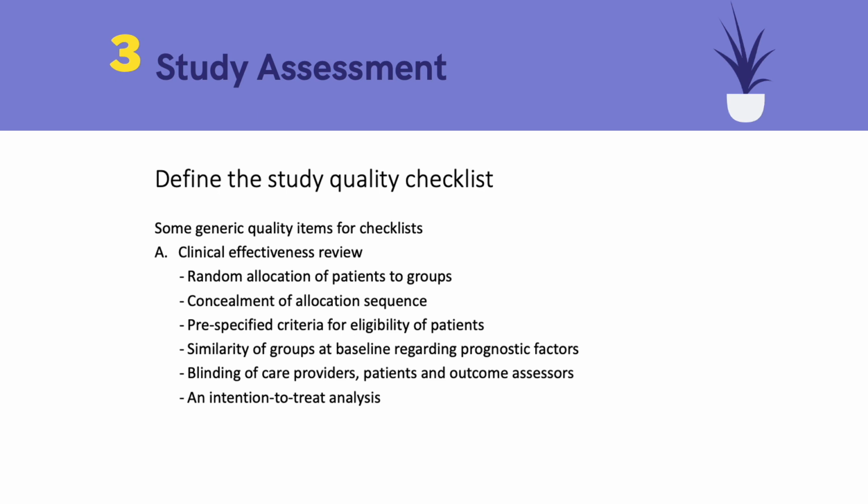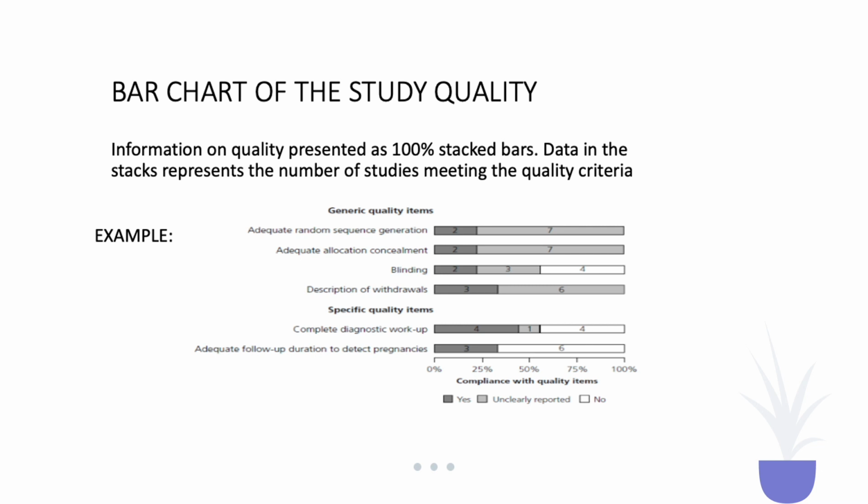In the example shown, when examining a clinical effectiveness review, criteria include whether allocation into groups was random, the sequence of assigning, whether that was concealed, whether eligibility criteria of patients were pre-specified, and whether an intention to treat analysis was done or not. You can also put the results of your quality assessment in the form of a bar chart.